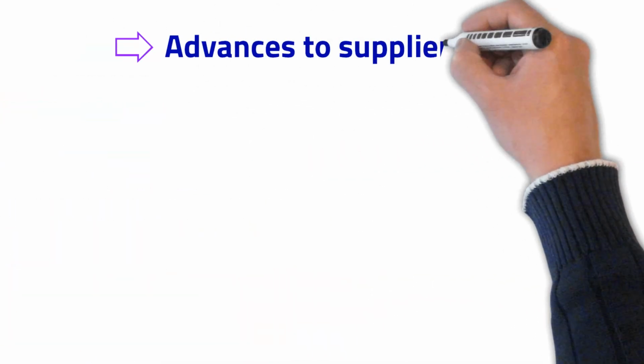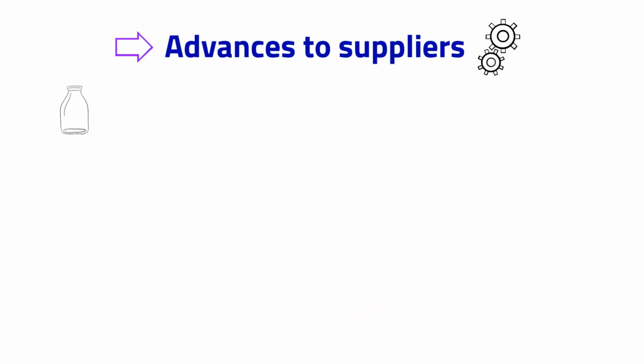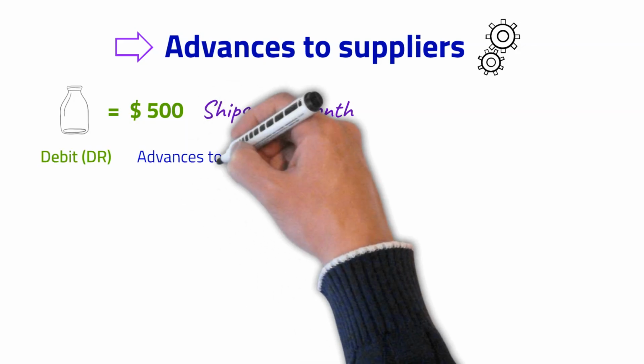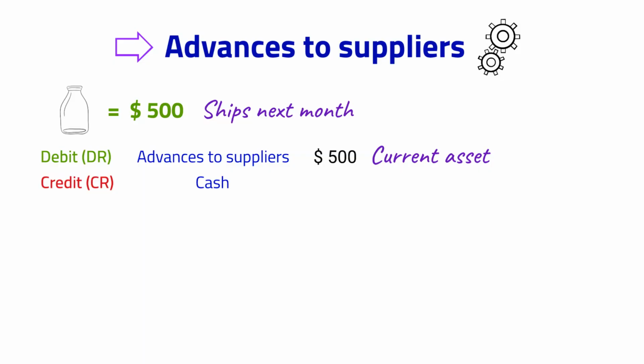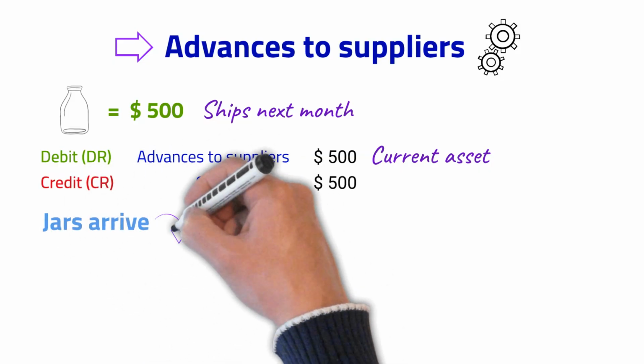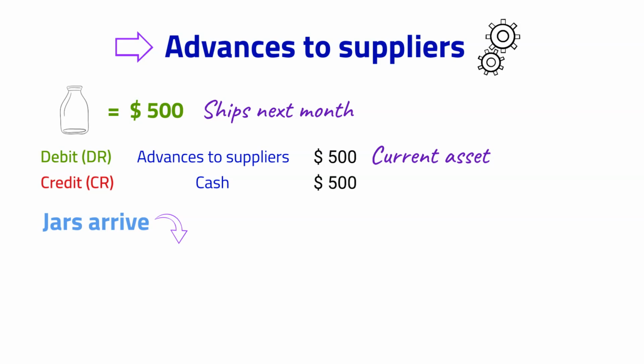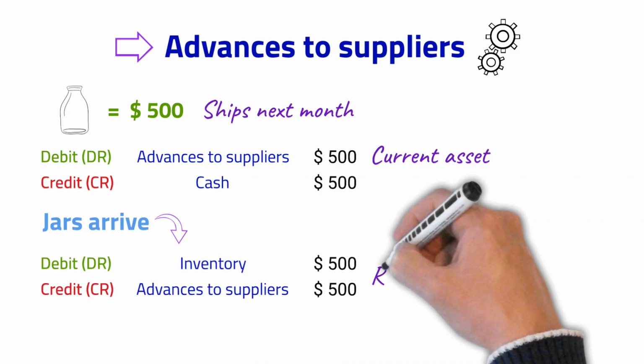Advances to supplier for our Apple shop would mean, for example, a 500 deposit for jars. The jars will be shipped for us next month. Debit advances to suppliers, other current assets 500, credit cash 500. When the jars arrive, we move the deposit into inventory, as now we have jars instead of the deposit, another asset, a reclassification. Debit inventory 500, credit advances to suppliers 500.